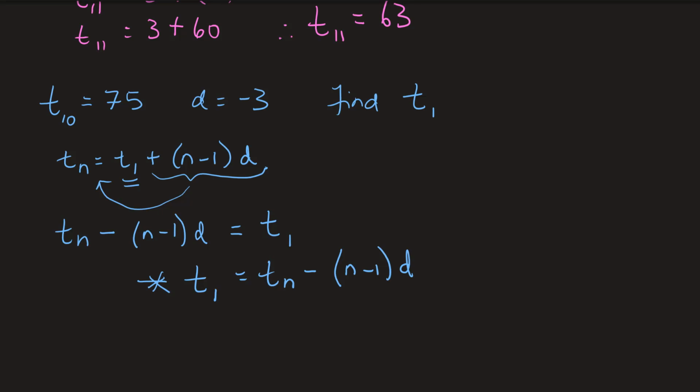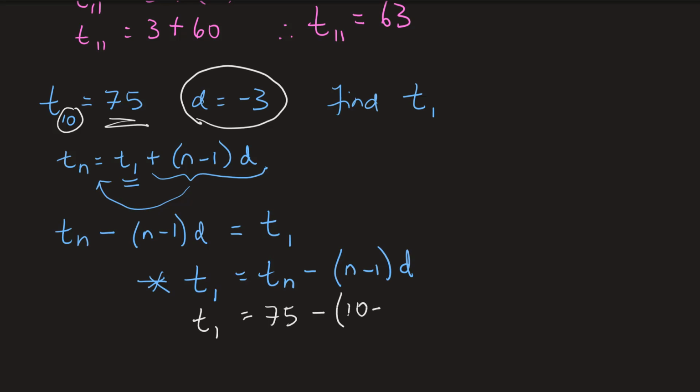Let's take a look at what information we have. n is 10, and I get that from here. d is negative 3. So I've got these two values. Let's substitute them in. T1 is equal to the 10th term, which is here, 75, minus (n is 10, so 10 minus 1) multiplied by d, so multiplied by negative 3.